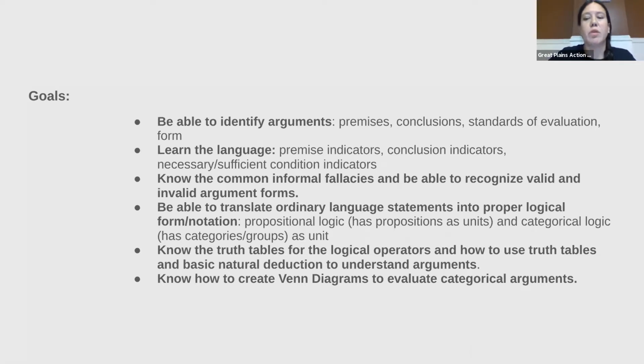So for instance, if we're wanting to see if two statements are consistent, so if they can both be true, we can use an indirect truth table to assign them the truth value of true and see if we can do so without reaching a contradiction. So they're very useful shorthand tools for understanding logical relations.